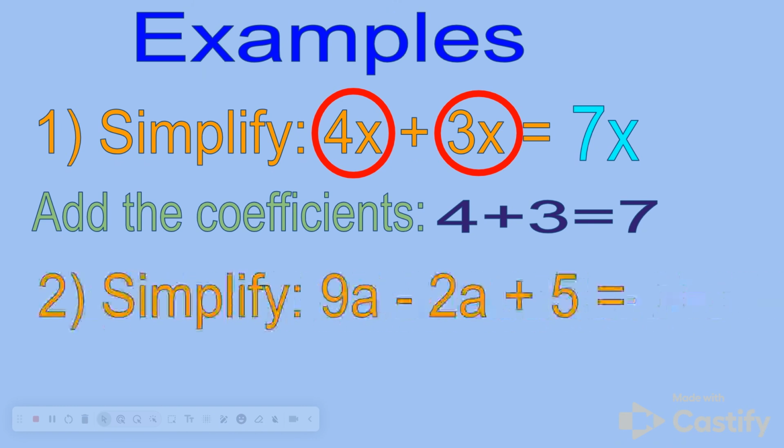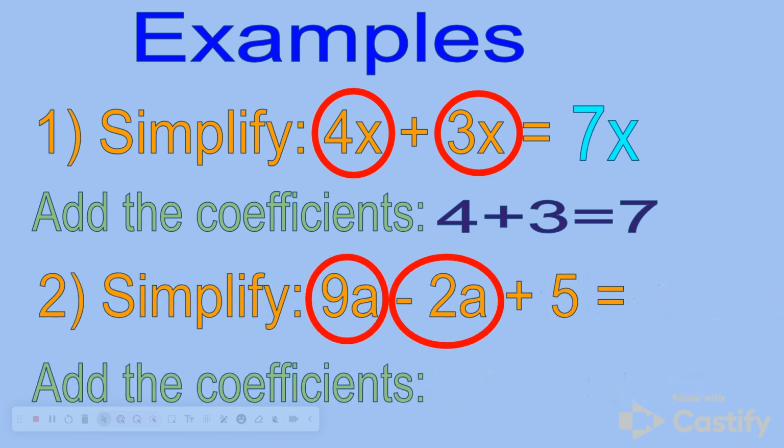Okay, let's get a little bit trickier. Now we have 3 terms. So remember, when you simplify, when you combine like terms, you look for the same variable, same exponent. So on these 3 terms, the 9a and the negative 2a go together. They both have a to the first power. Those are like terms. So we add the coefficients.